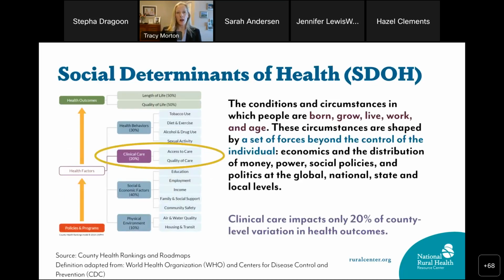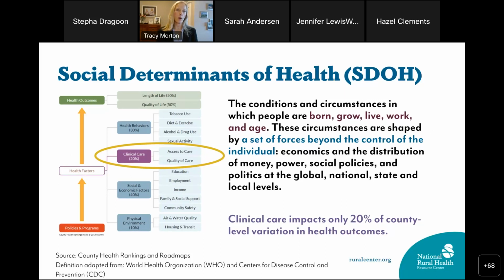So social determinants of health, this is a great definition from CDC, and I think it's a powerful concept. Social determinants of health are the conditions, circumstances in which people are born, grow, live, work, age, and play. They're the circumstances that are shaped often by forces that are outside of the control of the individual. They're things like economics, distribution of power and money, social policies, and they occur at the global level, the national level, the state level, and certainly at our local level too.